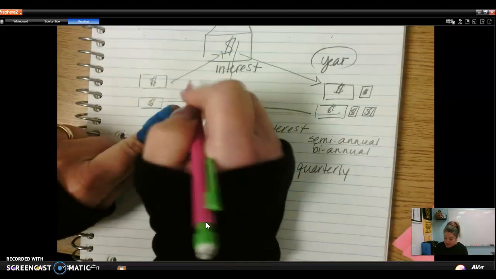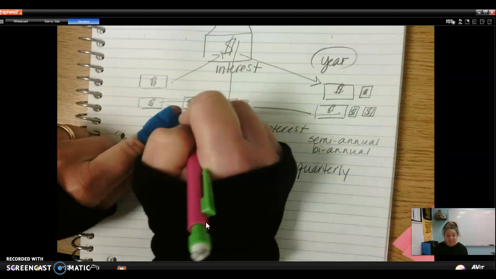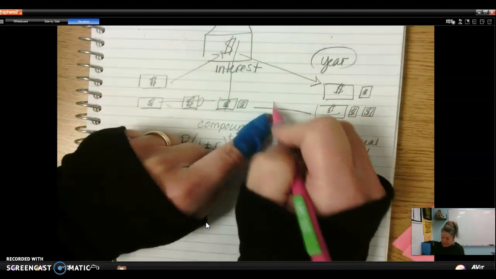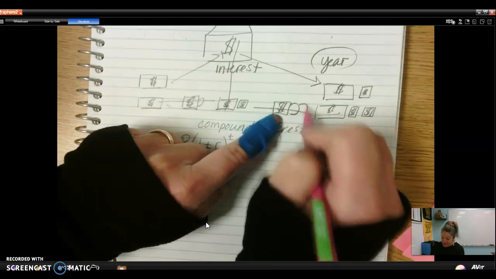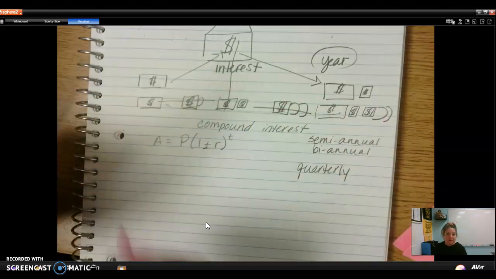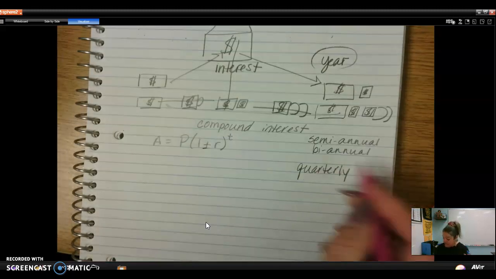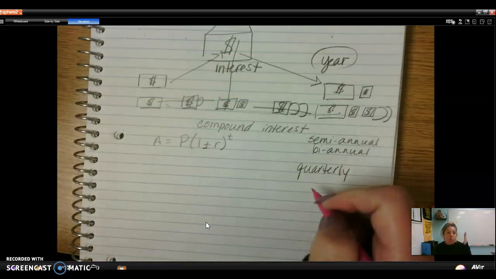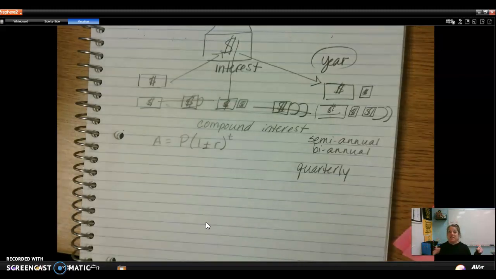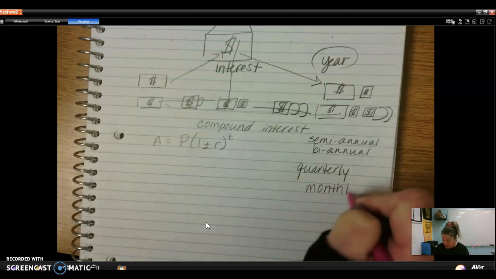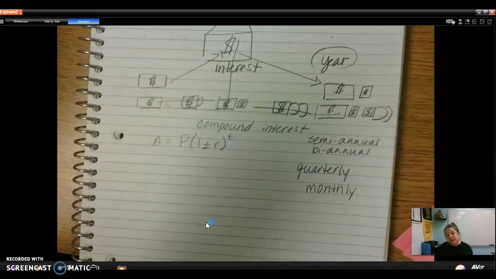So they might run their program here and add some interest. Then run it again halfway through, and then halfway through run it again, and you get more and more money. You're going to get a little bit more each time. So that's quarterly. If they maybe run it at the end of January, the end of February, the end of March, the end of April, that's monthly. Again, these are all different formulas.